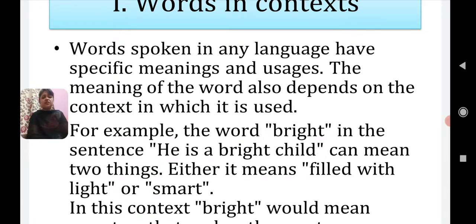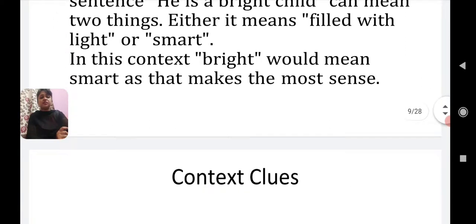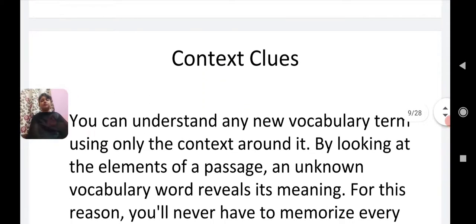For example, the word bright in the sentence "he is a bright child" can mean two things: either it means filled with light or smart. In this context, bright would mean smart as it makes more sense. So here we have two different meanings of the word bright. Bright normally means he may be fair or good looking. But the correct meaning according to the context is that the child is smart.